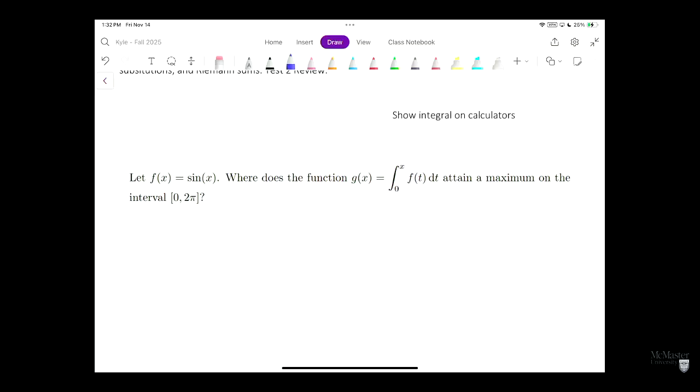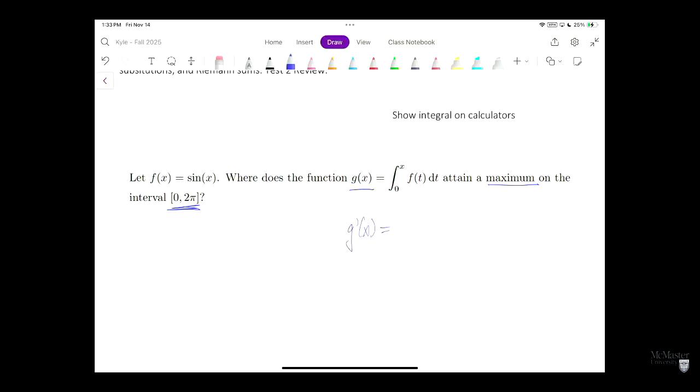So the way we can find it is, remember, g of x attains a maximum when its derivative is 0 or its derivative is undefined. So it's going to attain a maximum at a critical point or at a boundary point of this interval. So in order to do that, let's first find g prime of x to look for the critical points.